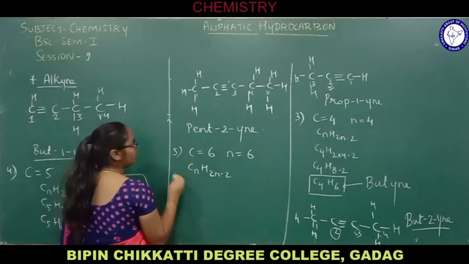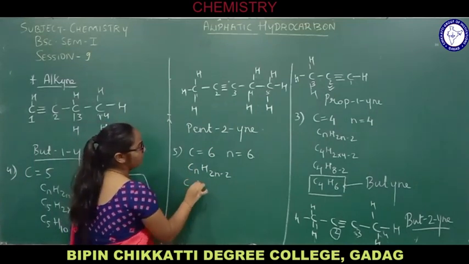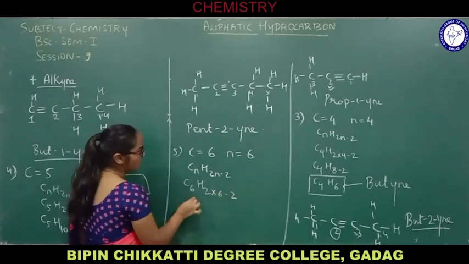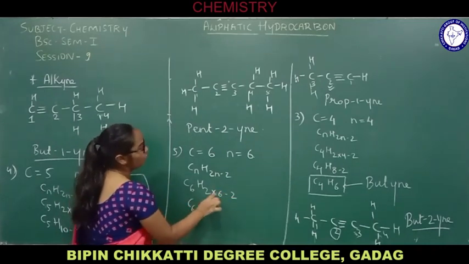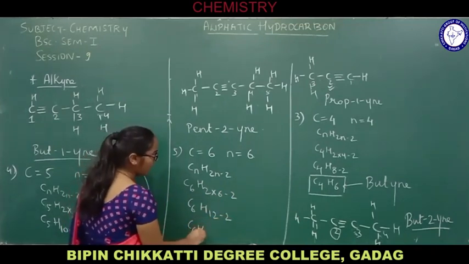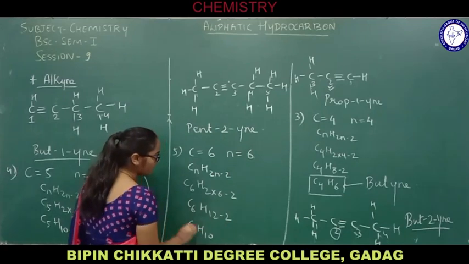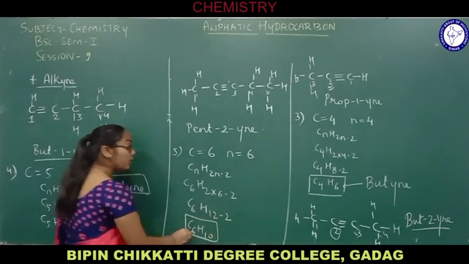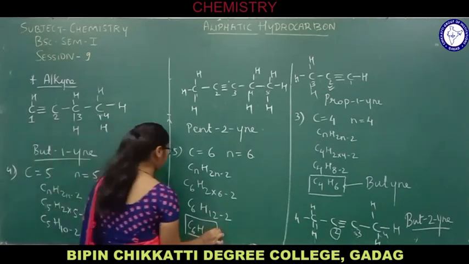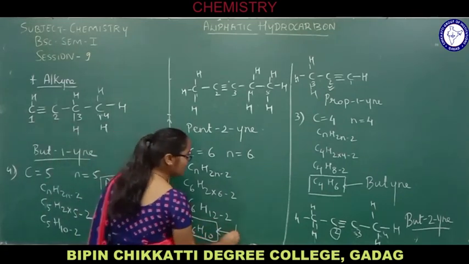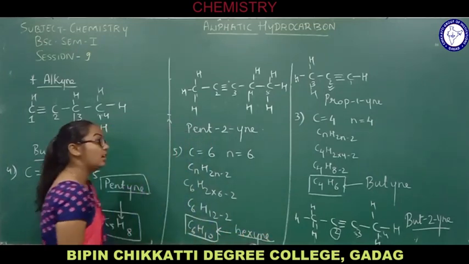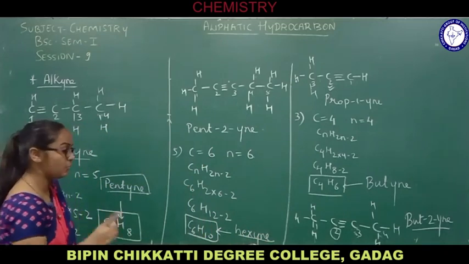Let's substitute n with 6 over here. CnH2n-2 becomes 2 into 6 minus 2. So this becomes C6, H2 into 6 is 12, minus 2. So C6H10 is the molecular formula for the fifth member of the alkyne family. The name will be hexyne. Yes, hexyne. Now when you are writing down the structure, the position is very, very important.